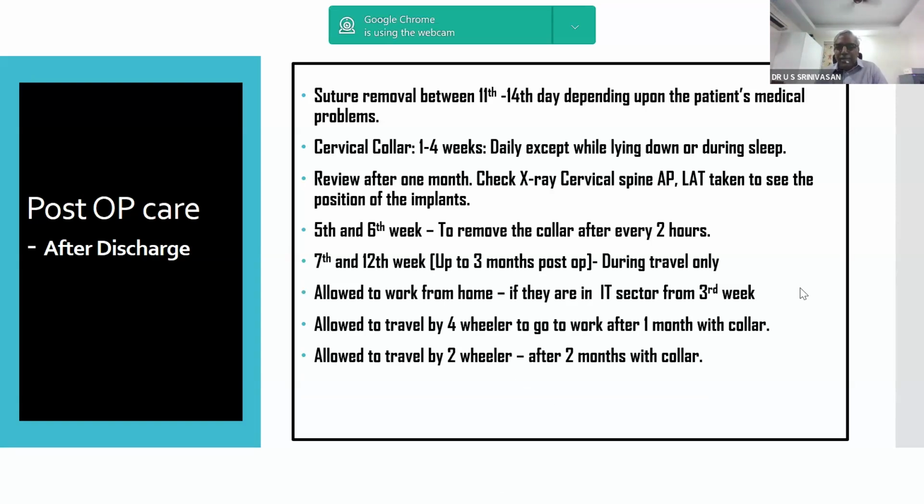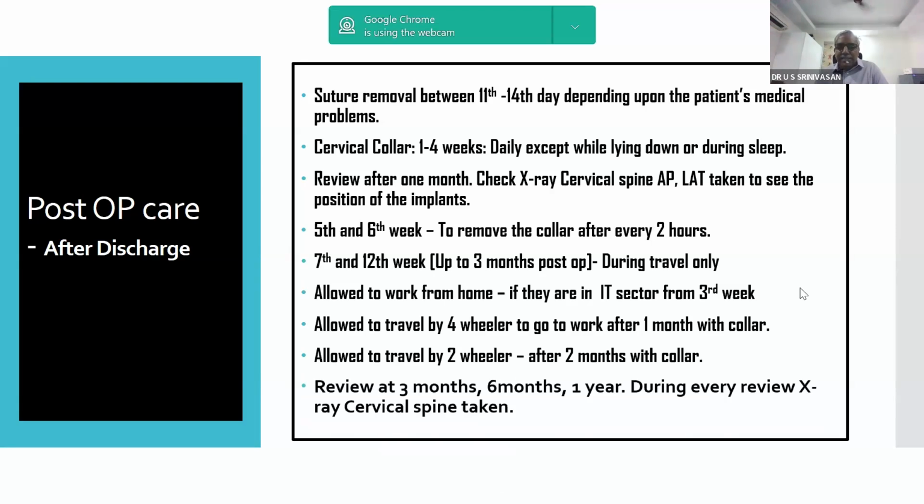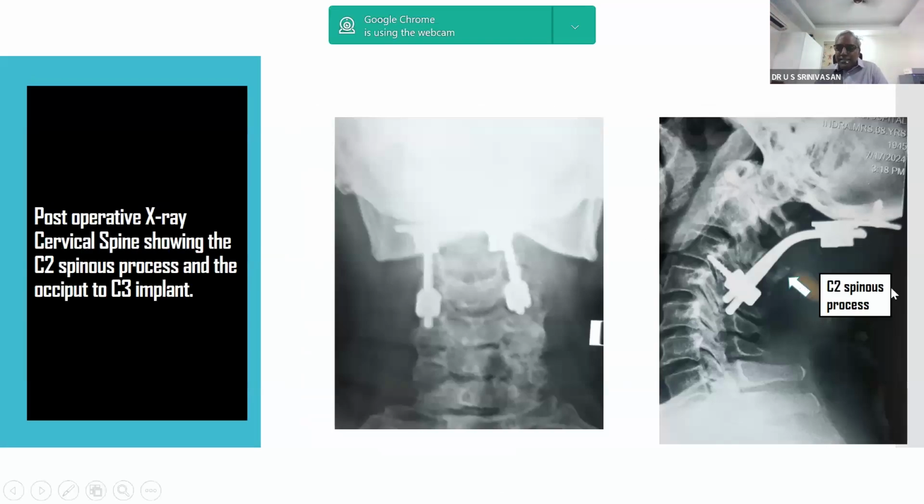Allowed to travel by 2-wheeler after 2 months. Review at 3 months, 6 months, 1 year. Every review I take an X-ray cervical spine. This is the post-op picture. You can see the C2 spinous process here intact. Occiput to C3. Yes, there is a question whether C4 should be included or not, because this is not involved.